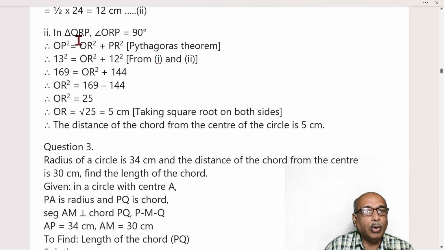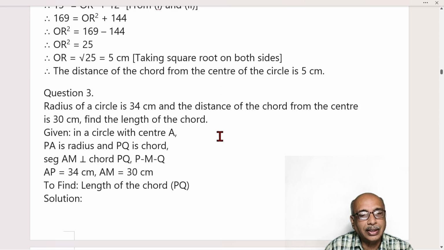In triangle ORP, angle ORP equals 90 degrees. Therefore, by Pythagoras theorem, substitute the values, you will get OR equals root of 25 equals 5 cm. Therefore, the distance of the chord from the center of the circle is 5 cm. Very easy problems are there.